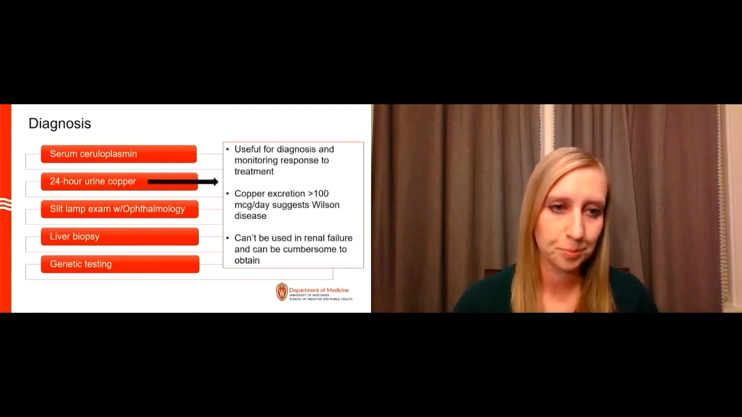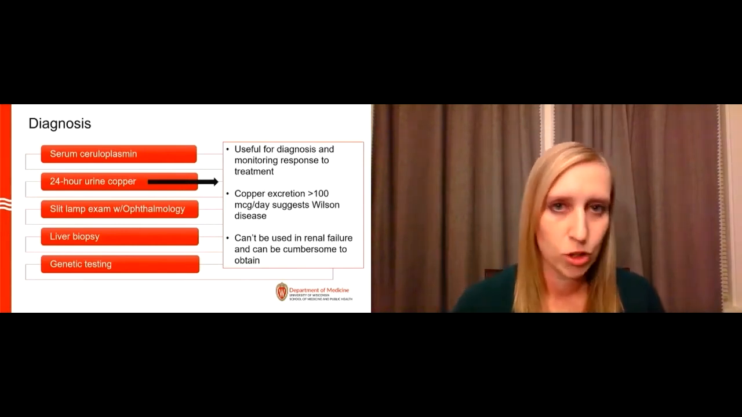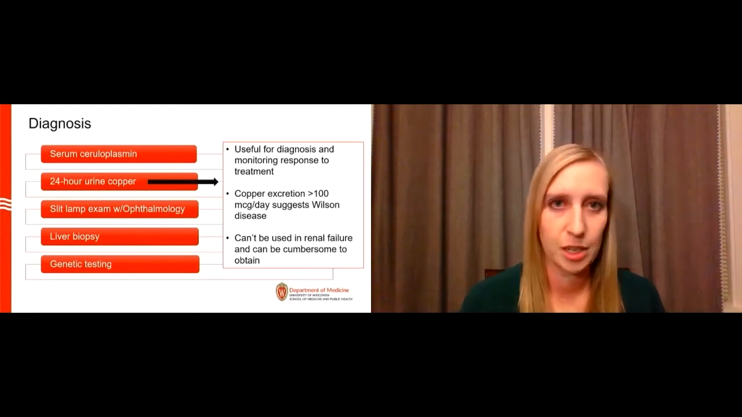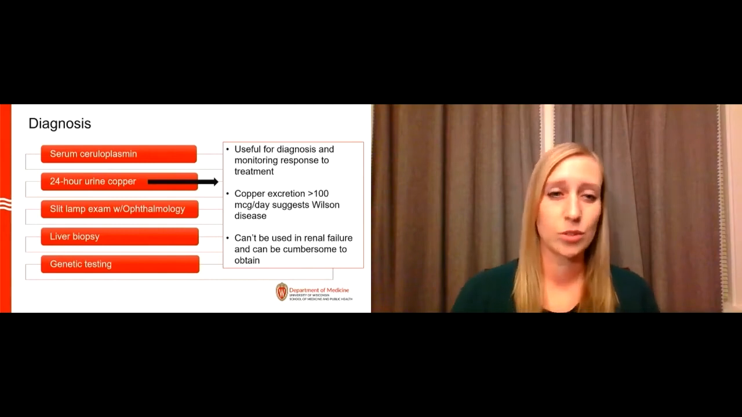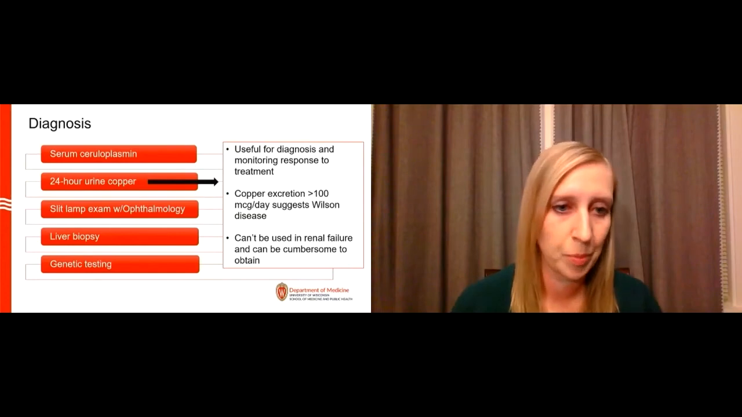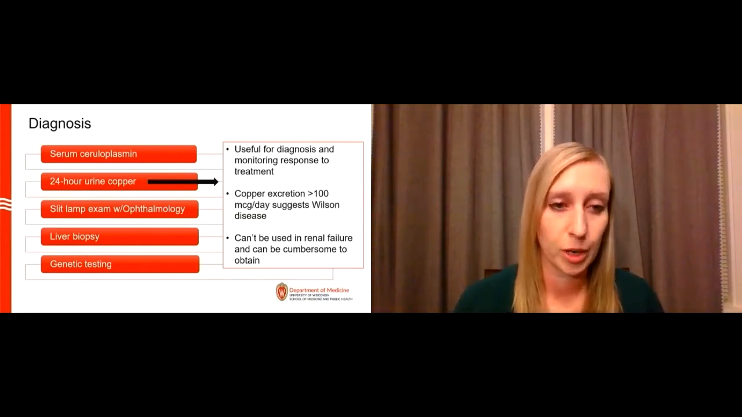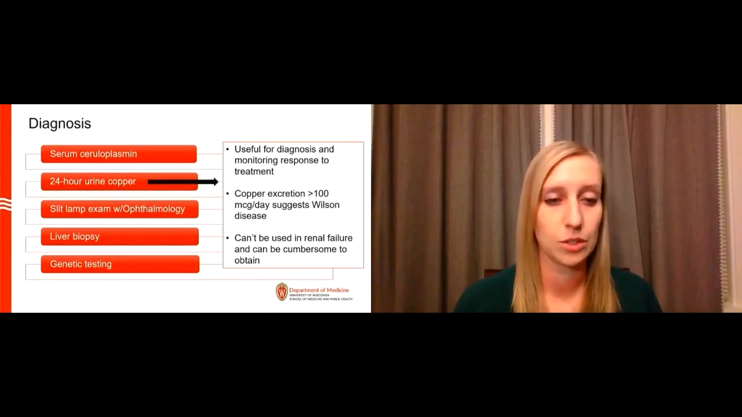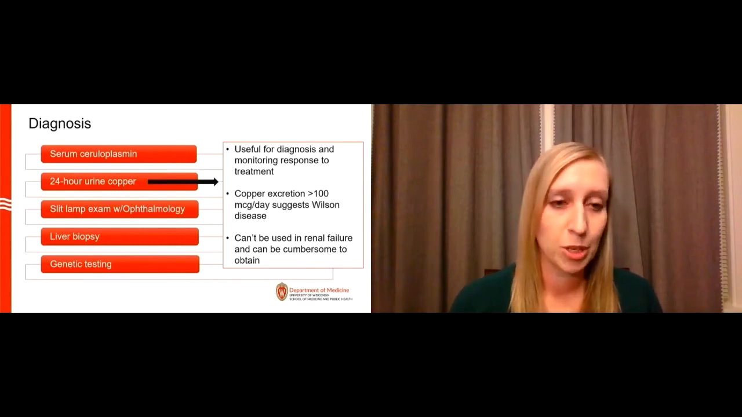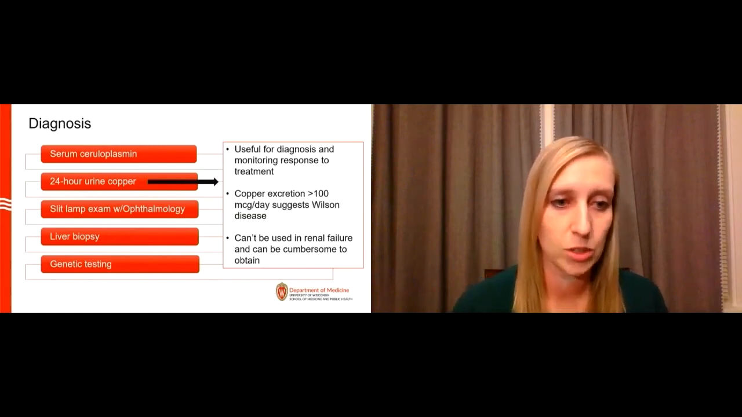Next slide, please. So another test we use to try and diagnose this is a 24-hour urine copper test. In untreated Wilson disease, this reflects the amount of non-ceruloplasmin-bound copper in the circulation. And so this is useful not only for diagnosis, but also for monitoring of the response to treatment. When we do this test, copper excretion greater than 100 micrograms per day is highly suggestive of Wilson disease, although generally it's suspicious even at greater than 40 to 50 micrograms per day as well.